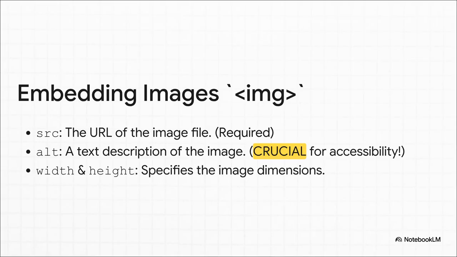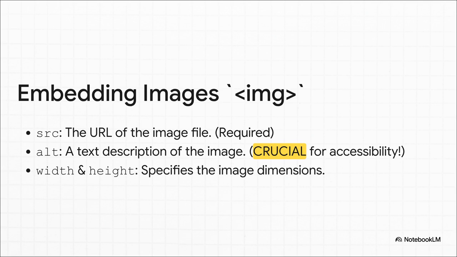So the image tag is how we put pictures on the page. You just give it a src, that's short for source, which is just the web address of the image file. But listen up, because this is important. The single most crucial part of any image tag is the alt attribute.